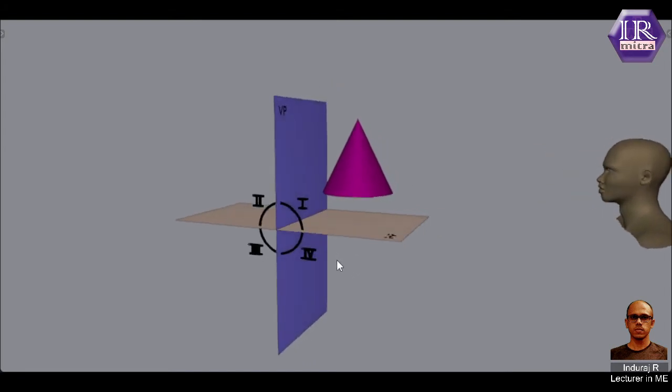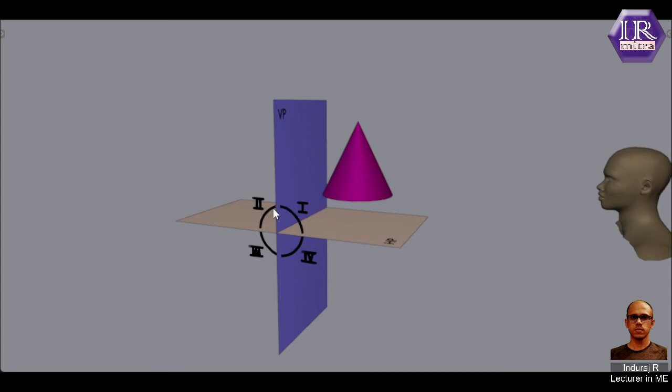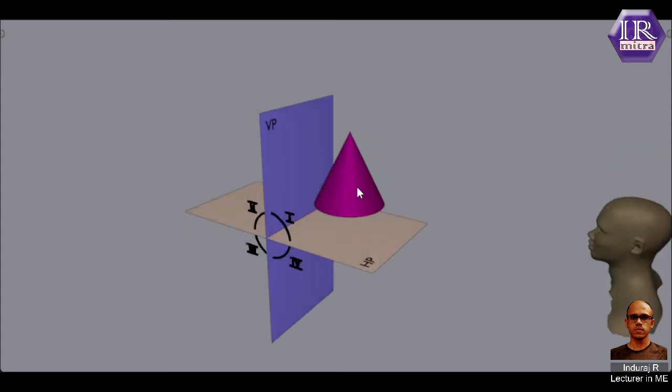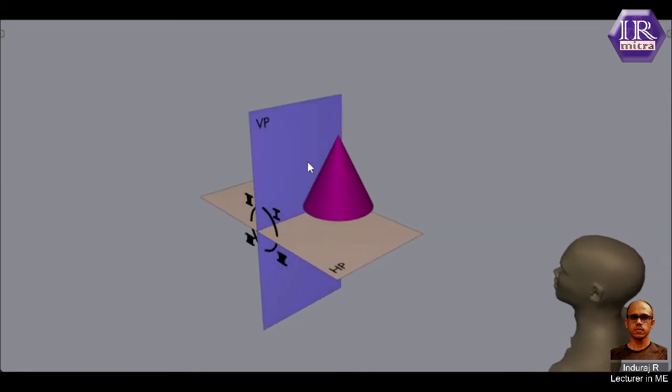You may have already noticed that the quadrant names are given in an anti-clockwise system. That is 1, 2, 3, 4. The quadrant names are in an anti-clockwise direction. The cone is now placed in the first quadrant, and if we project the 3D cone onto the vertical plane and horizontal plane, the projection thus obtained will be known as the first angle projection.